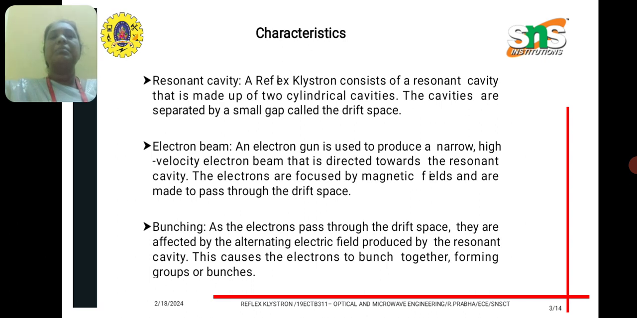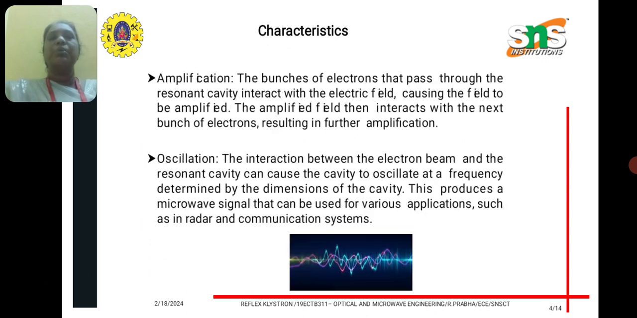The next concept is called bunching. When the electrons pass through the drift space, that is the spacing between the two cavities, they are affected by the accelerating electric field produced by the resonant cavity. This causes electrons to bunch together, forming groups of bunches, which is called the bunching process.